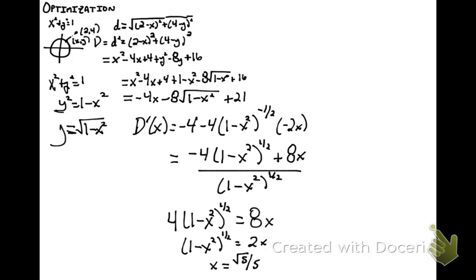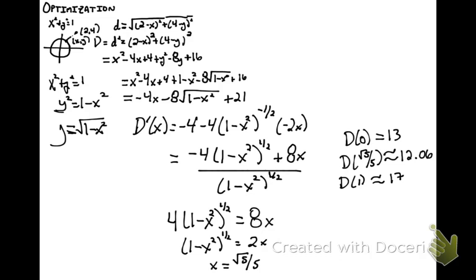So we've got 3 points we need to check in terms of minimums. 0, what is d of 0? Because that's our endpoint of our interval. What is d of √5/5? And what is d of 1? And whichever one is the smallest is the minimum. D of 0 is 13. D of √5/5 is about 12.06. D of 1 is 17. This means the minimum value occurs when x is √5/5.